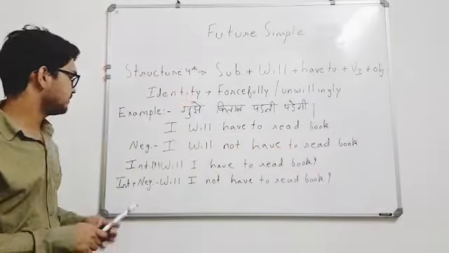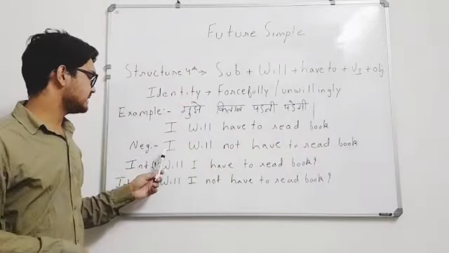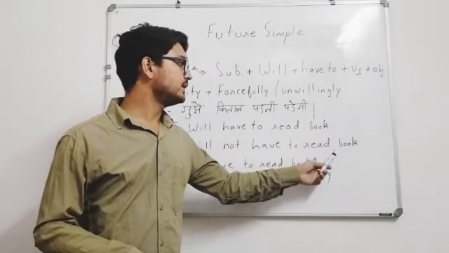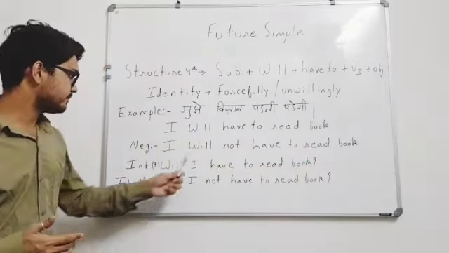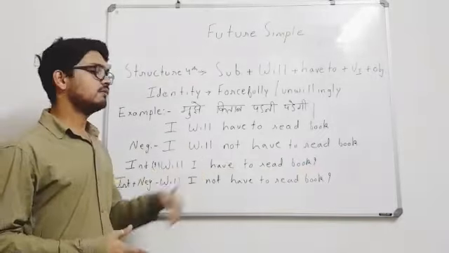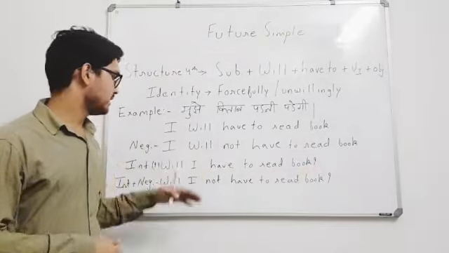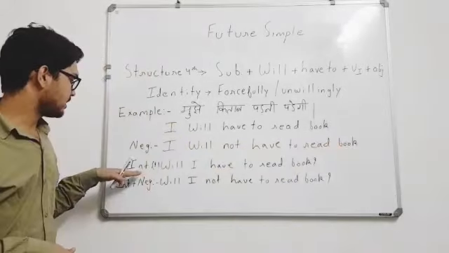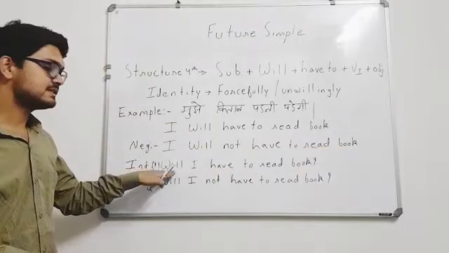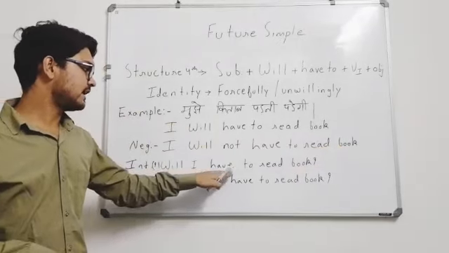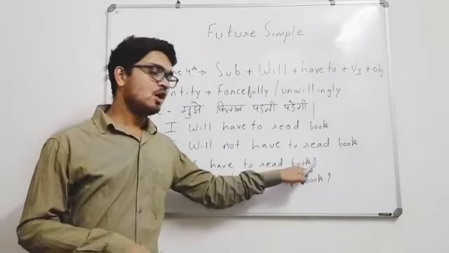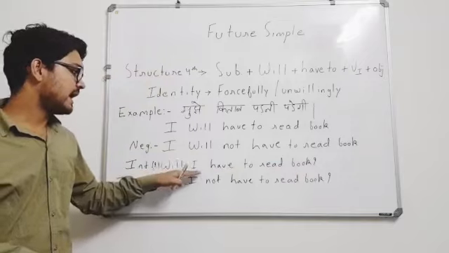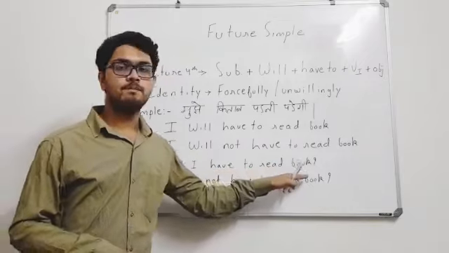Next we have the negative sentence again, and the negative sentence is like: I will not have to read book. Again the same thing we need to remember. After the helping verb we are going to put our negative, it means not. So that is: I'll not have to read book. Now we are going to talk about the interrogative sentence. That is helping verb, then subject, then have to, then the verb's first form, and then object, and then question mark. So here we can see the sentence: will I have to read book?